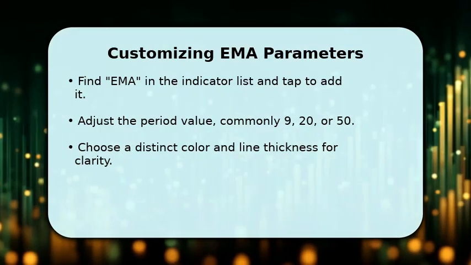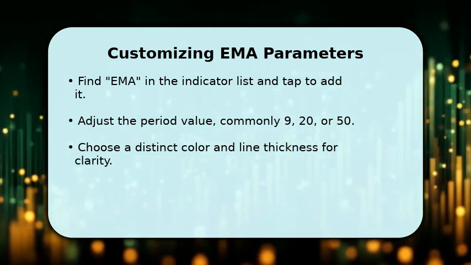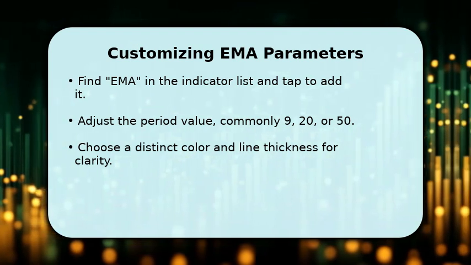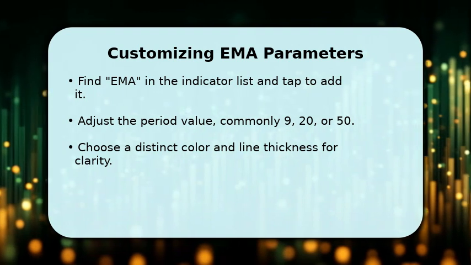Once you're in the Indicators section, scroll through the list until you find EMA, which stands for Exponential Moving Average. Tap on it to add it to your chart. Next, you'll see options to customize its parameters.